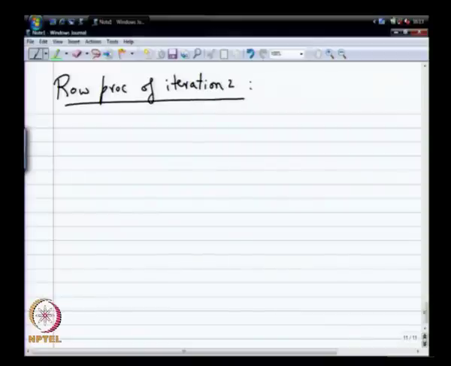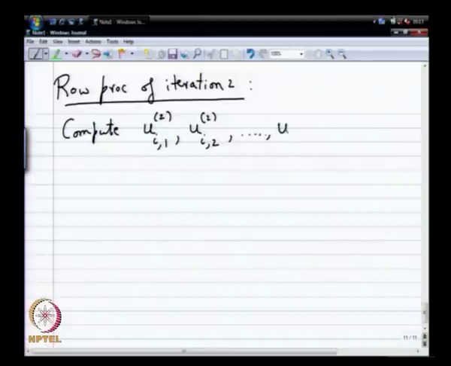Okay. What will happen in the row processing for iteration 2? If you want to look at the ith bit, you will compute U2 I1, U2 I2, and so on till U2 IWC. How will you compute this?